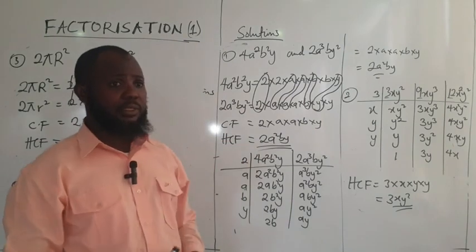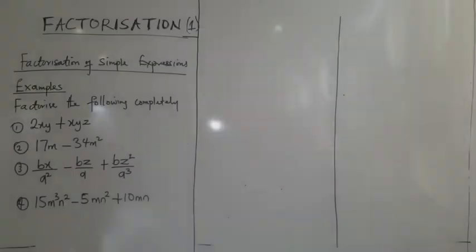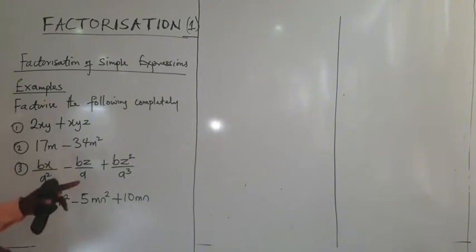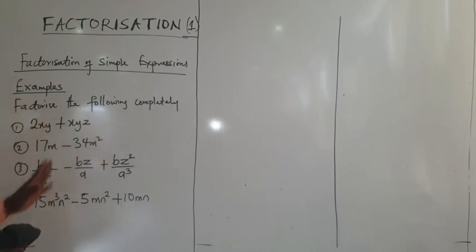So let's now look at factorization of simple algebraic expressions. Alright, so factorization of simple expressions. I've explained earlier on that factorization is the opposite of what? Expansion. Meaning that we want to introduce brackets. So our answer must involve what? Brackets here. So let's start with the first one.